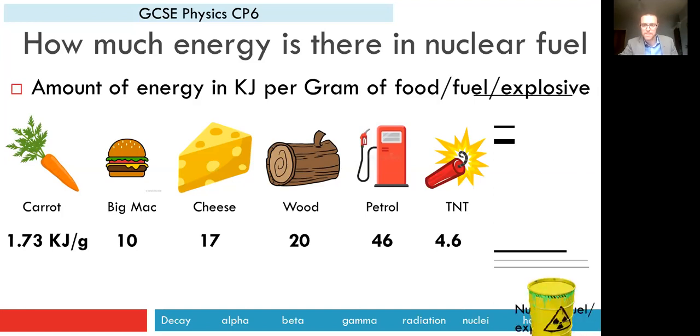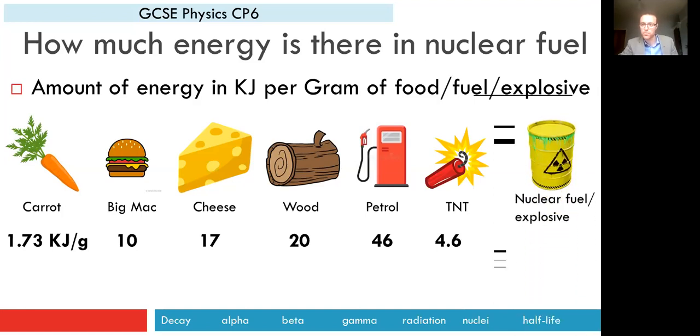Now, finally, we have nuclear fuel or nuclear explosive. You might like to have a guess how much it is. You can have a guess now. Hopefully you've had a guess. I'm going to give you the answer now. It is 300 million kilojoules per gram. Okay, that is an absolutely insane amount of energy per gram.